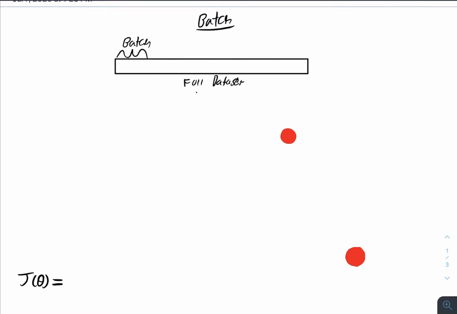So for this reason, we just divide it into batches, and this is especially useful when you have very large data sets. It could have potentially tens of thousands, maybe millions of data points. So this is a good start. So we divide it up into batches.